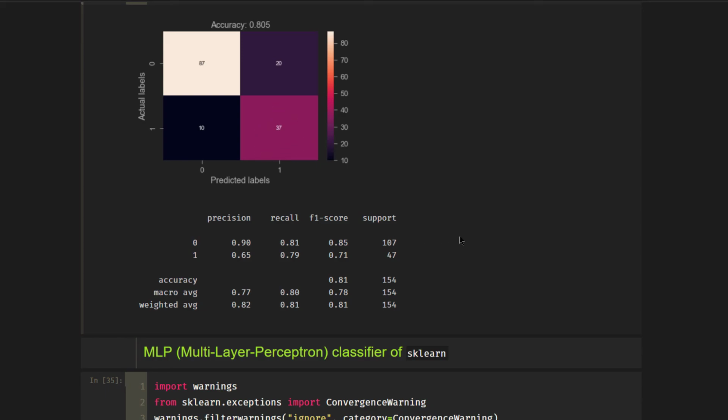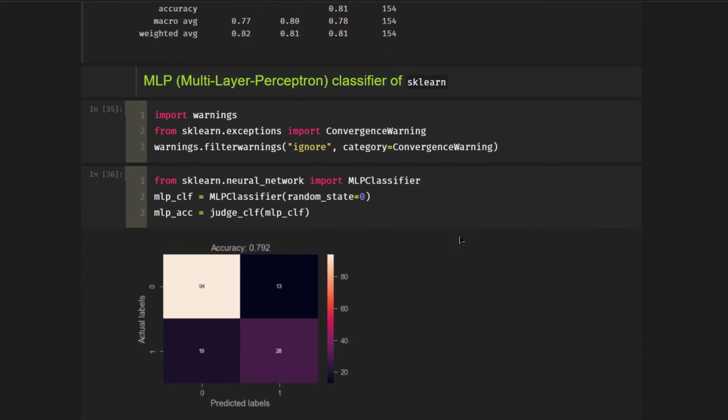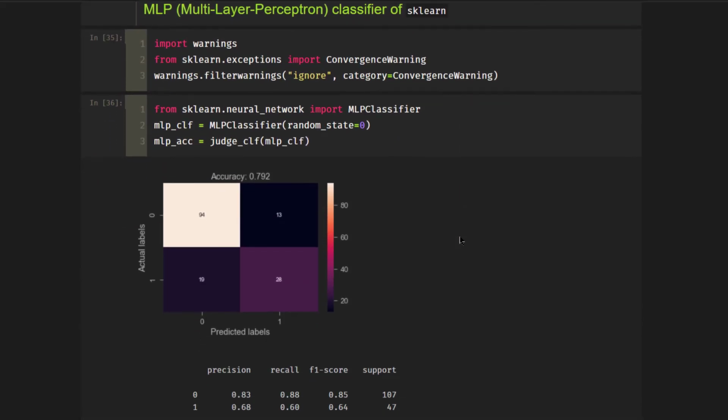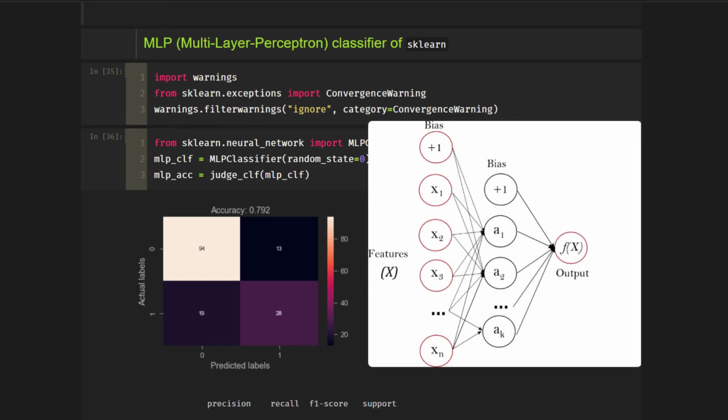That's good. And last but not least, the multi-layer perceptron classifier. Now this is actually a deep learning model. A multi-layer perceptron is basically a neural network, which is used for binary classification. Now what is a neural network? A neural network is basically a limited imitation of how our brain works. Here you can see a simple neural network. A perceptron is a very simple kind of neural network used for binary classification.